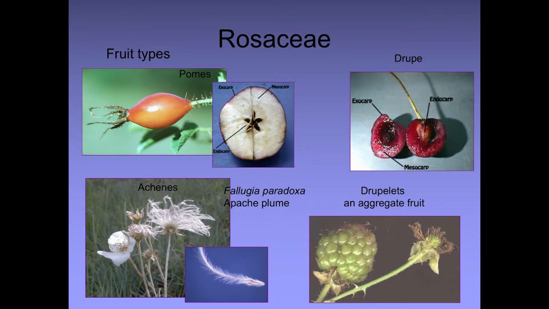But here's examples of the fruit types in just this one family. You've got all these fruits that we talked about in that first picture. So apples, the pomes, are in the rose family. You've got the cherries, you've got plums, you've got the drupelets, the raspberries, and then you've got the Apache plume, which has what they call an achene seed pod. One seed with all those plumes on it. All in the rose family.